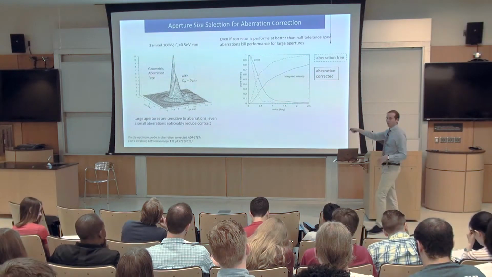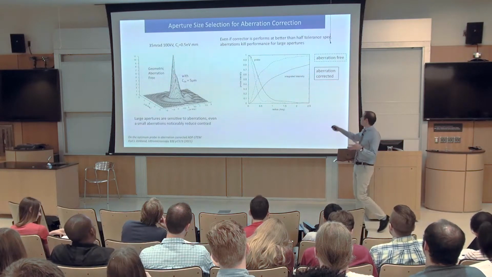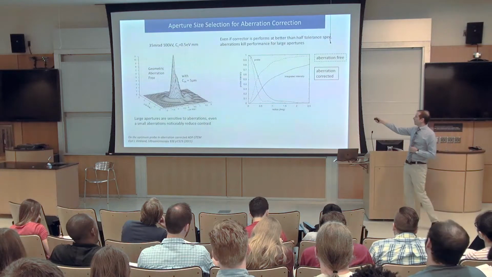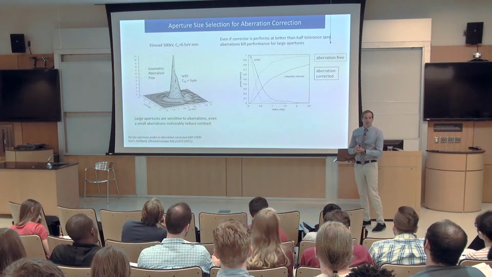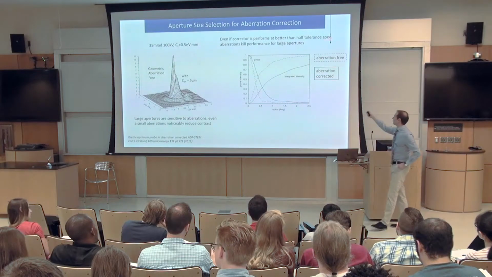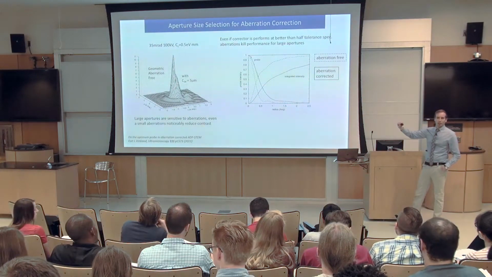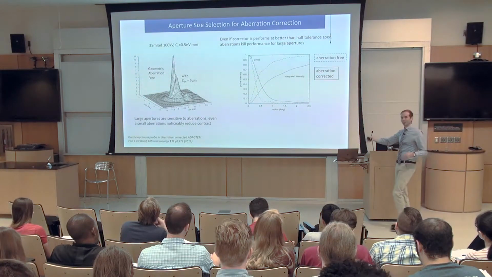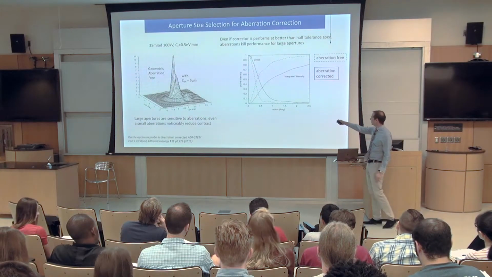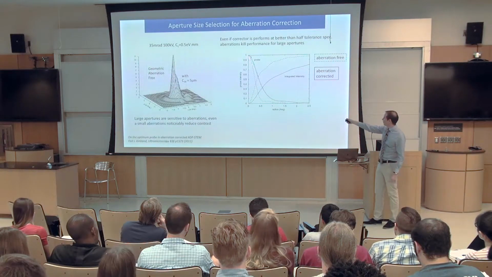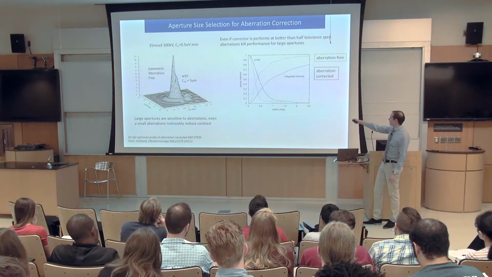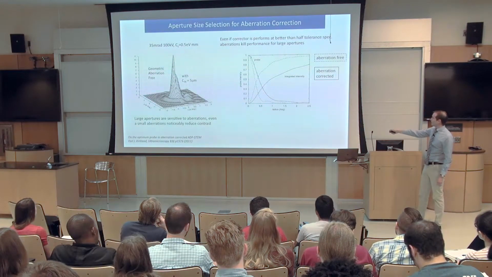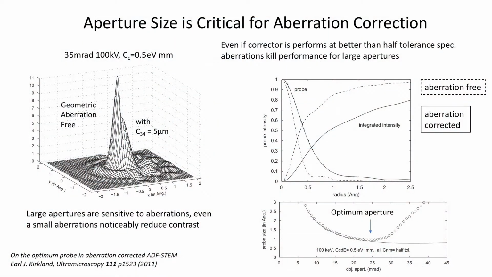If we consider this aberration corrector to be performing at half the tolerance values it attempts to achieve, aberrations will still kill the performance at large apertures. So in this case, we're doing better than half the tolerance spec of the measured aberrations and the extent to which the aberration corrector thinks it's corrected the instrument. And we see that the aberration-free probe, which is the dashed line, does not match the aberration-corrected probe. It's much larger. So with the same game, our integrated intensity gets pulled out to higher dimensions.